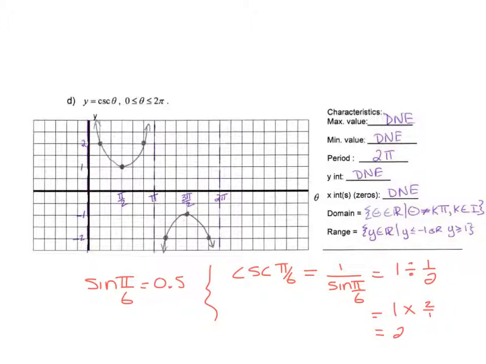And if we look, my range, y is an element of real. I have y is always smaller than negative 1. That's this piece, smaller than negative 1. And then y is bigger than positive 1. And both of those have equality on it. So less than or equal to negative 1 and greater than or equal to 1. Okay? So go to the next one. The one thing you can't forget is to label your asymptotes. So theta equals pi and theta equals 2 pi.